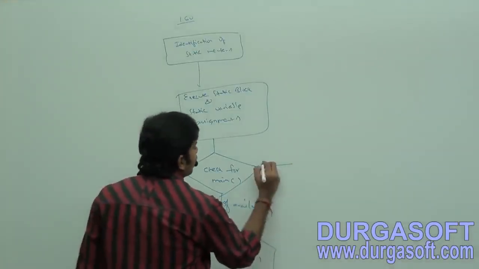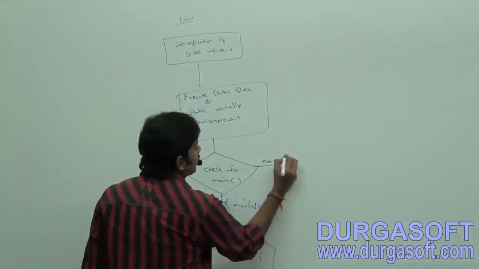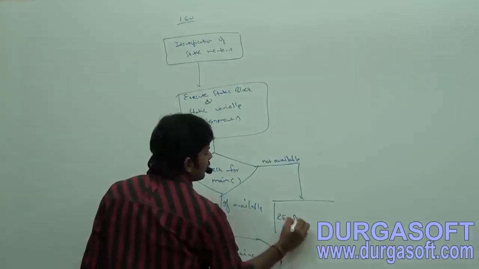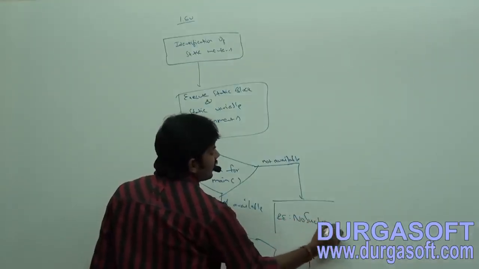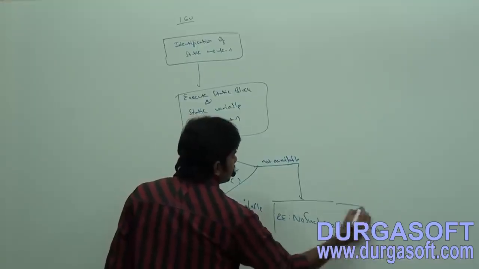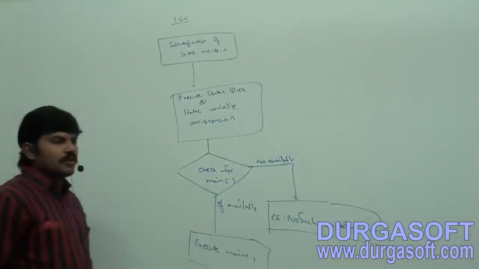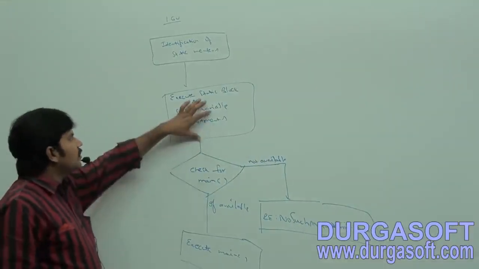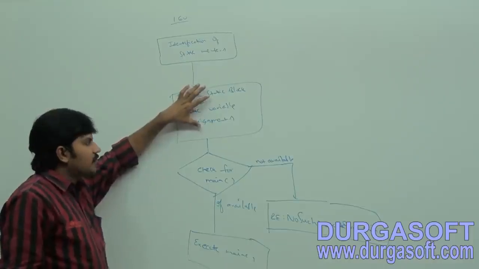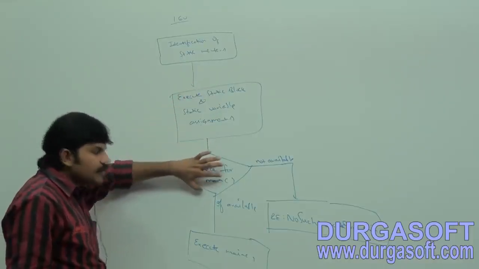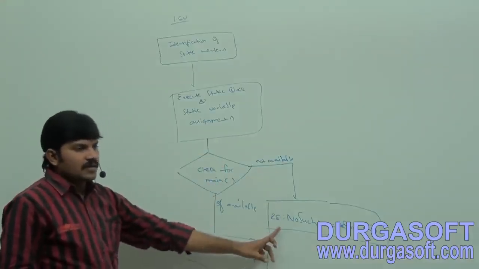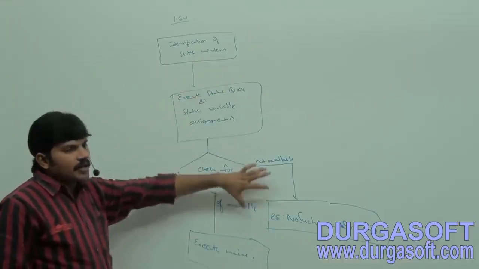If it is not available, then runtime exception, no such method error: main. That's all. Simple. But first, anyway, static block: identification of static members, execute static block and variable assignments, and then check for main. If the main is there, execute. Main not there, raise the runtime exception. First anyway, static block got executed, right?